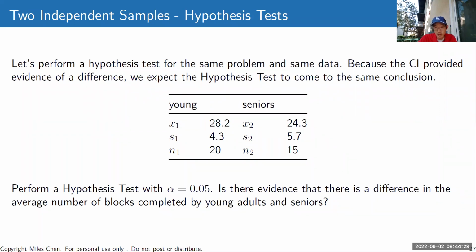So using the same data, we'll set up our hypotheses. Our question says, is there evidence that there's a difference in the average number of blocks completed by young adults and seniors? So here I'm asking, is there a difference? Meaning we're going to have a two-sided test. We're not suggesting at this point that one group is able to complete more than the other group. So we're just asking, is there a difference?